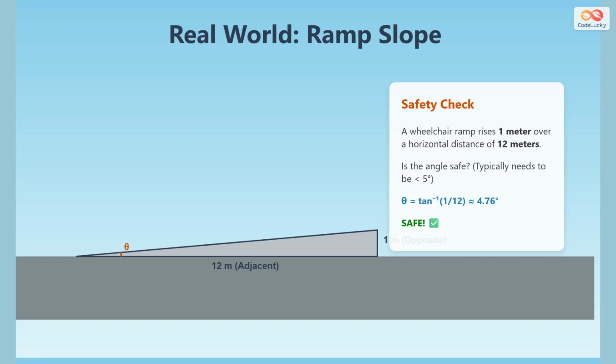Why is this useful? Consider a wheelchair ramp. If you know the ramp rises 1 meter over a distance of 12 meters, you can calculate the angle of inclination to ensure it meets safety standards. In this case, the angle is just under 5 degrees, which is generally considered safe.